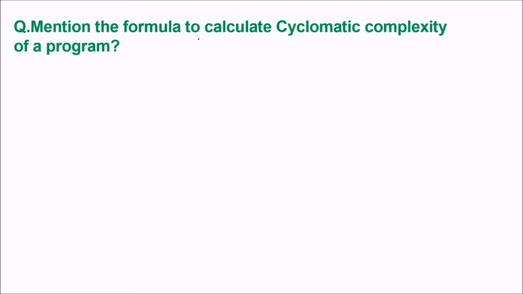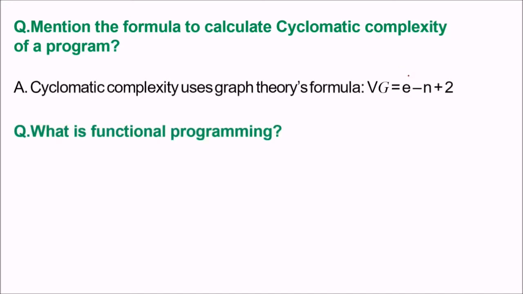Next, mention the formula for calculating the cyclomatic complexity. This is McCabe's cyclomatic complexity of the program. It is nothing but E minus N plus 2. So you make a control flow graph, CFG, and on the basis of that, you calculate the number of edges and the number of nodes. E minus N plus 2 is the cyclomatic complexity.